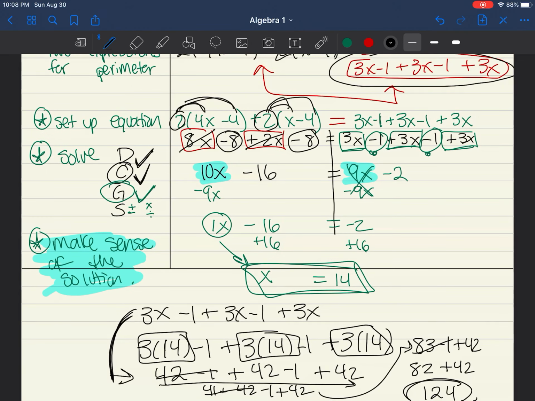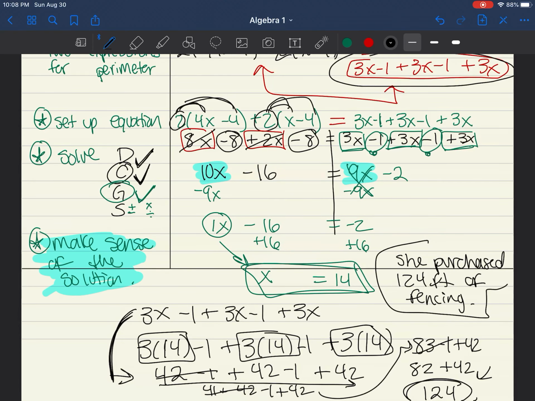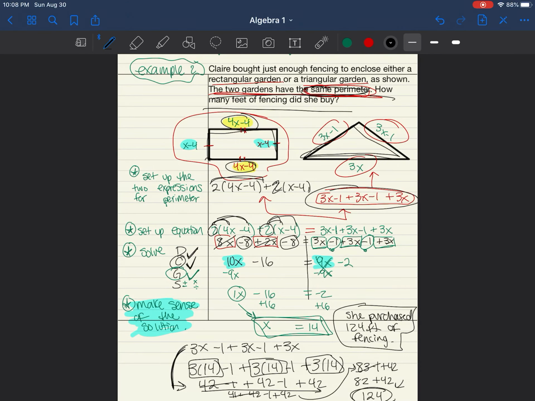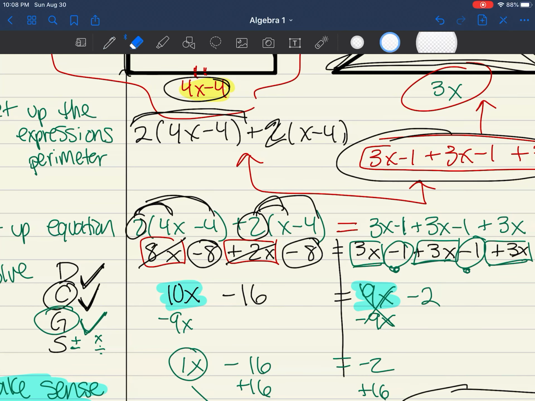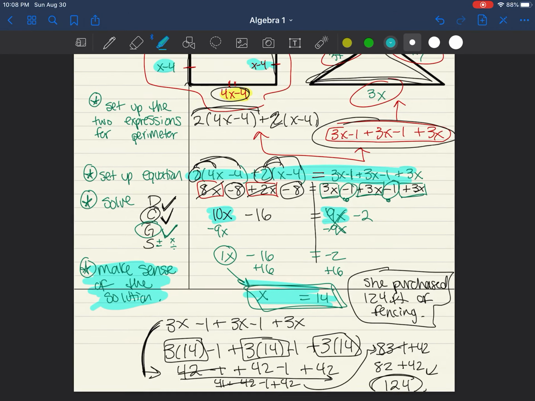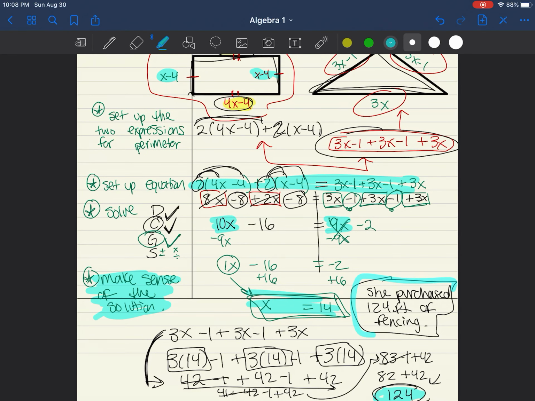So let's write our answer as a full sentence. She purchased 124 feet, because that's what this number means, of fencing. I really want everyone focusing on meaning in these problems. What does it mean? How does it want me to write my equation? And then if I get an answer, what does it mean? Do I need to do more and get another value and write a sentence explaining? So go back, pause the video, rewatch certain parts, and make sure your notes look as detailed as mine.